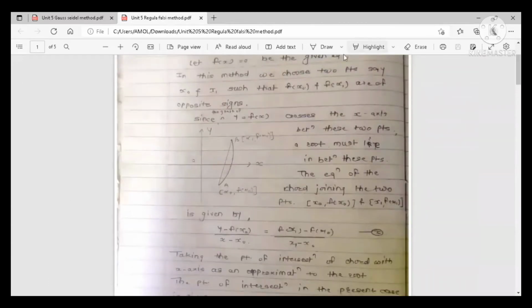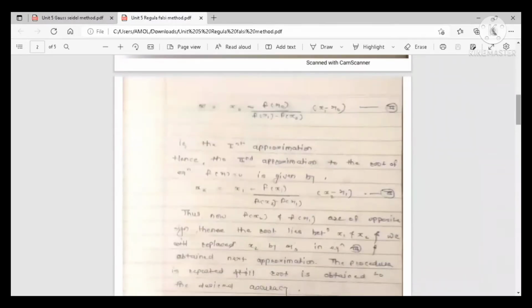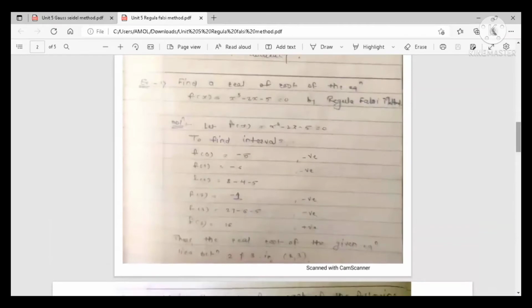Now we are going to choose 2 points whose function values have opposite signs. As mentioned while discussing the method, we choose 2 points x0 and x1 such that f(x0) and f(x1) are of opposite signs. To find them, put x = 0, 1, 2, 3 in this function. If you get all function values positive, then you can put x = -1, -2, -3 also. Here the equation has some positive terms and some negative terms.